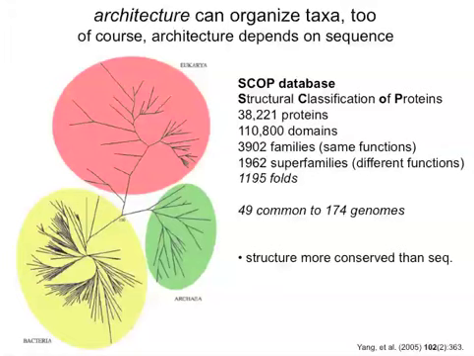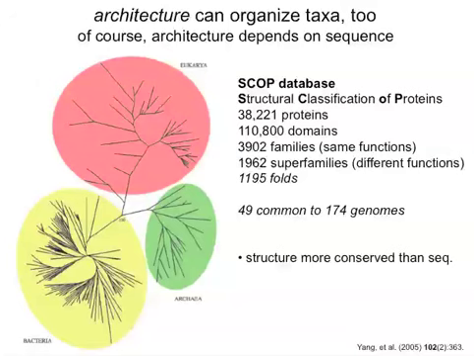We can organize those domains into 3,900 families with similar functions, most likely. Those families can be further organized into 1,900 superfamilies. Those can have a variety of different functions, but the same fold, and then yet a smaller number of folds. So 1,195 different folds in the SCOP database. This tells you the repertoire that all living systems have to work with. But when we do this categorization, right, to assemble a phylogeny based on structure, what do we see?